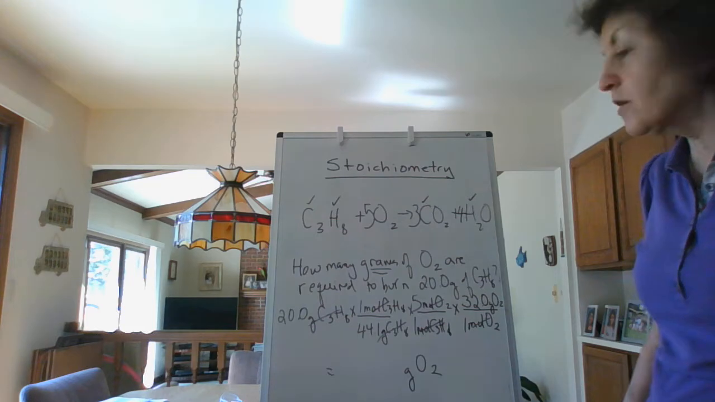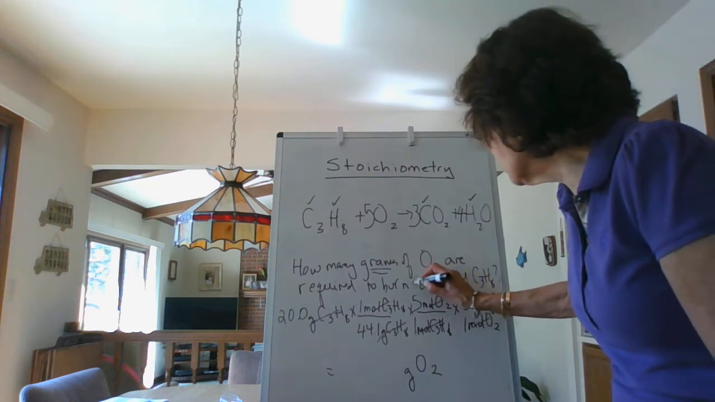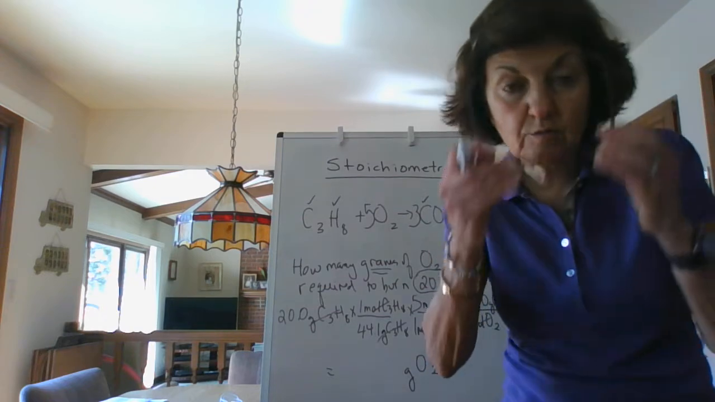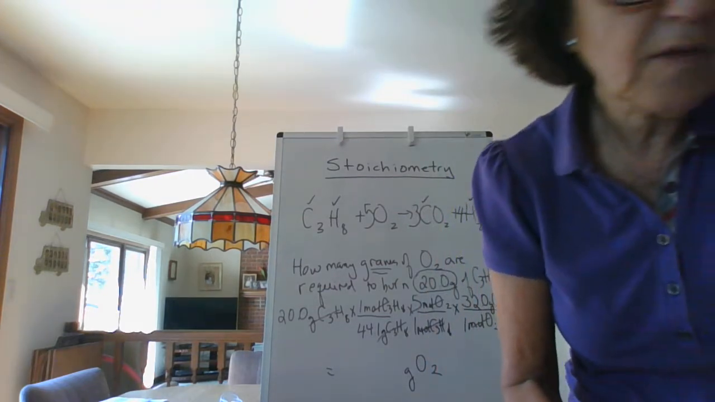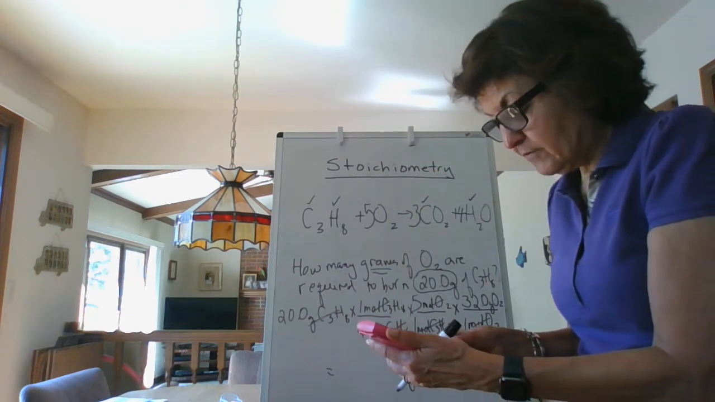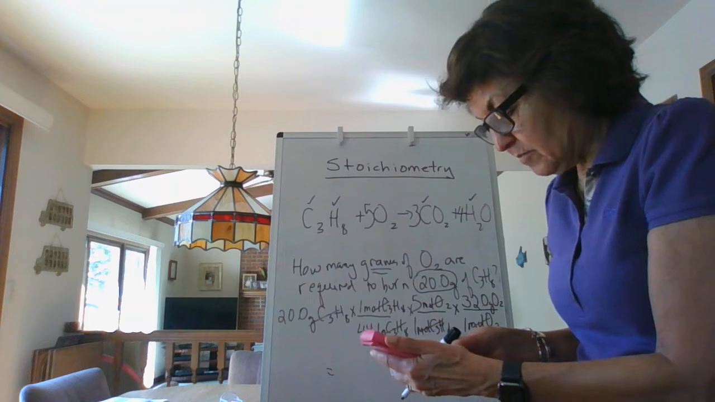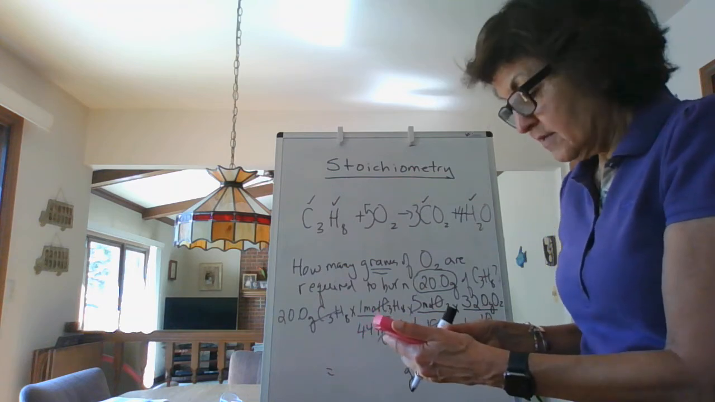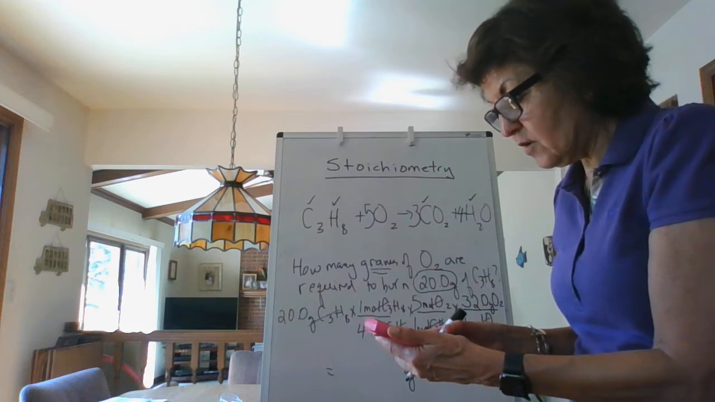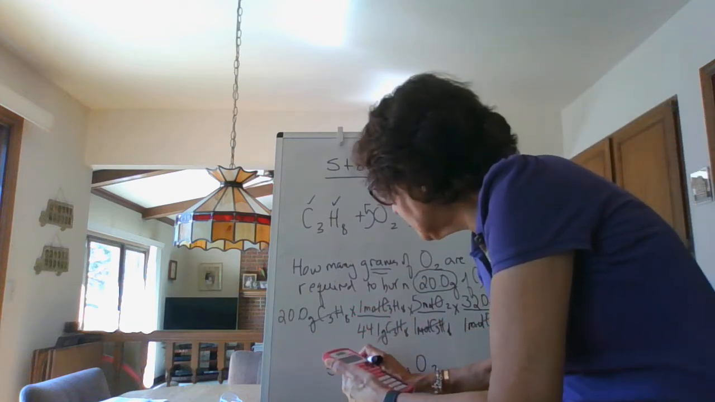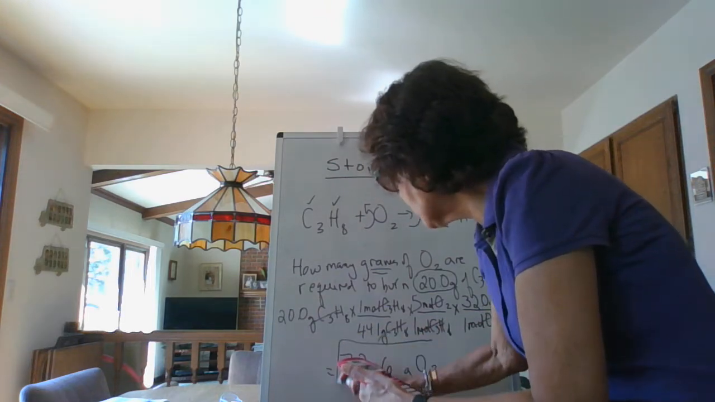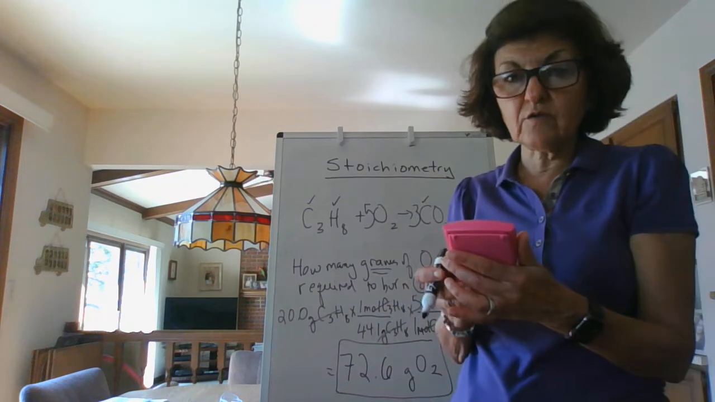How many sig figs are we going to round it to? 3, because the number they've given you, the measured quantity, is 3. So I have my calculator. Let's do the math together. We have 20 divided by 44.1 times 5 times 32, press equals, it's 72.6 grams of oxygen.